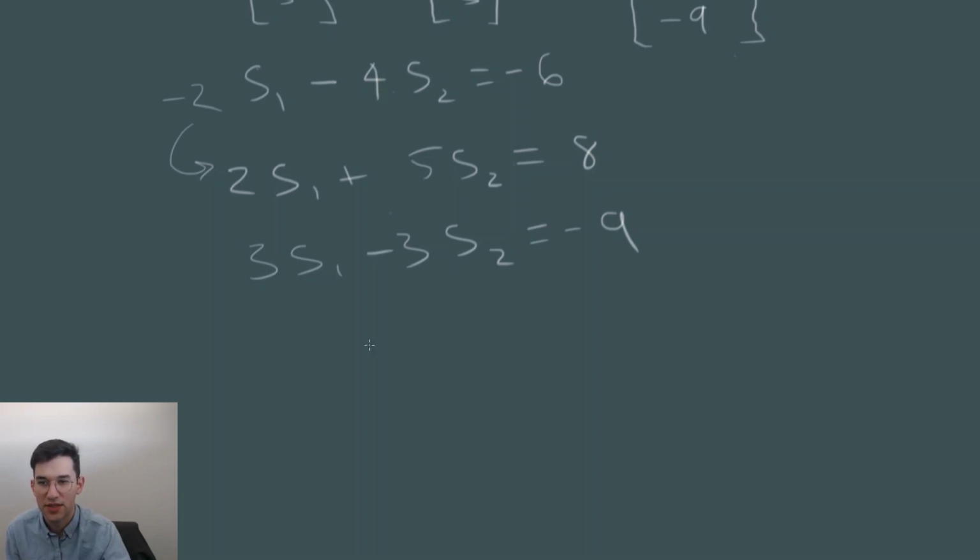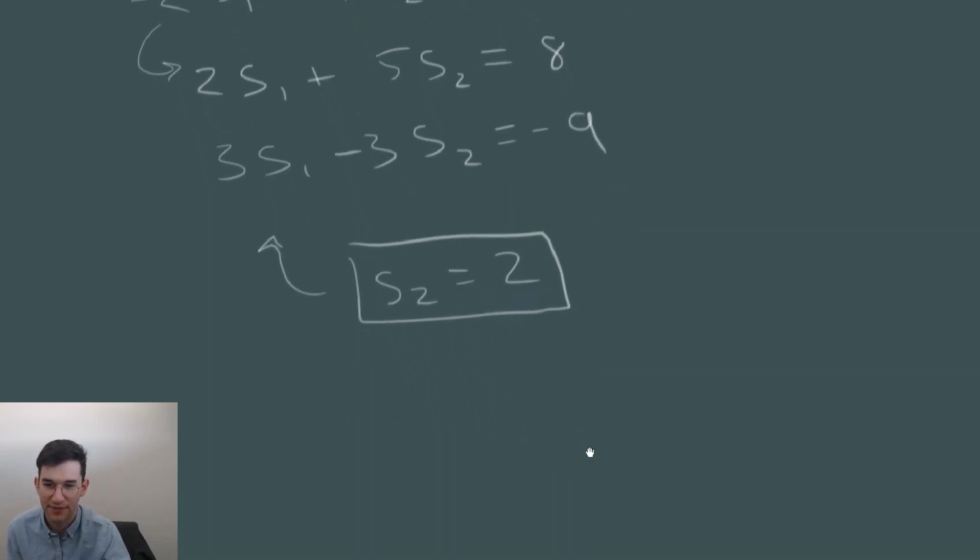Okay. So -2 S1 plus 2 S1 is just 0. -4 S2 plus 5 S2 equals 1 S2, or just S2. 8 minus 6 is just 2. So we figured out what S2 is. S2 equals 2. Now let's plug S2 back into one of these other equations.